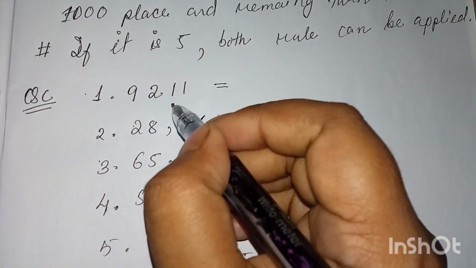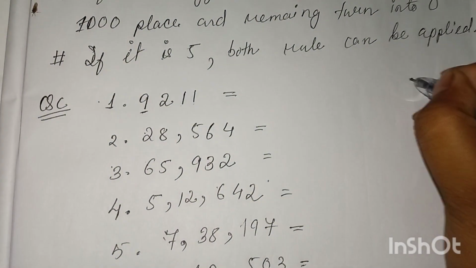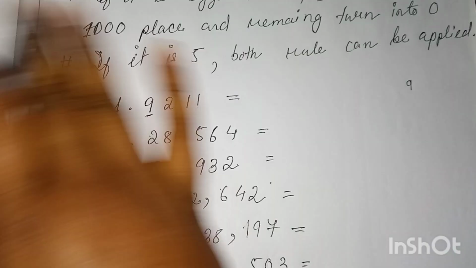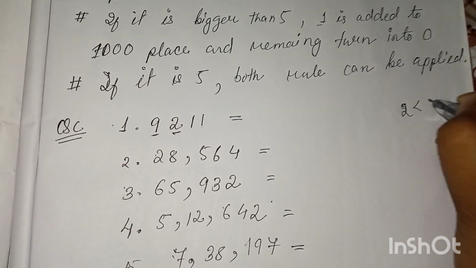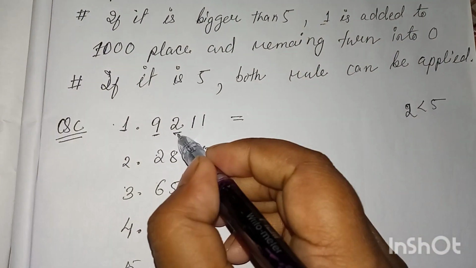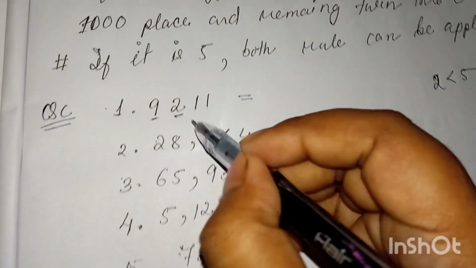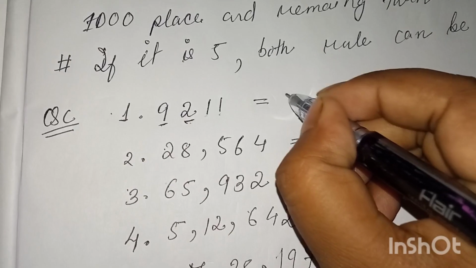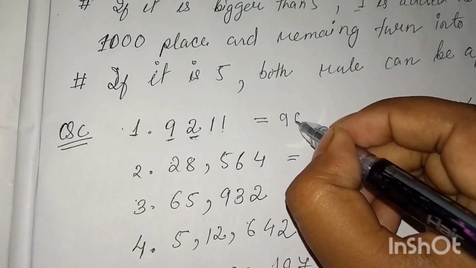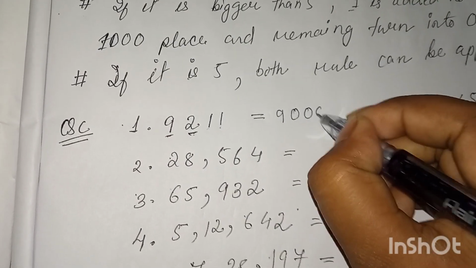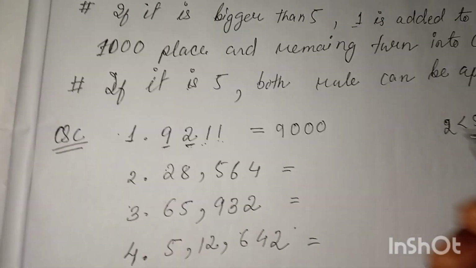So here look at ones, tens, 100, 1000. We have to look at the 100 place. So in the 100 place we have 2. 2 is smaller than 5. So the 100 place will turn into 0, and the rest of the 2 places, ones and tens, will also turn into 0. The number keeps its 9 in the 1000 place.